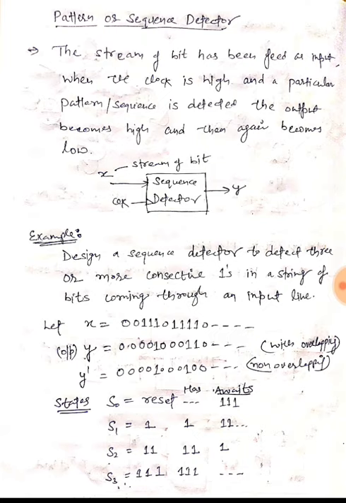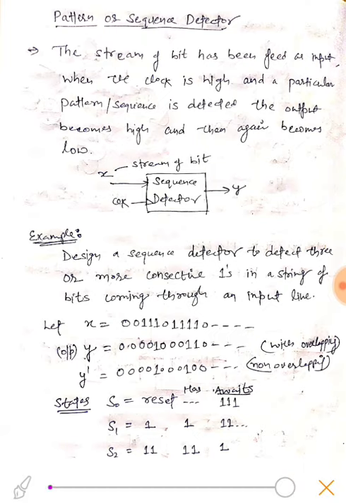So first bit is 0, the output remains 0. Second bit is 0, so output remains 0. Similarly, the third bit is 1, so still the output is 0. Fourth bit is 1, still our output is 0. Now when this fifth bit becomes 1, that is we received 1 1 1, the output becomes 1, as you can see in the output y.